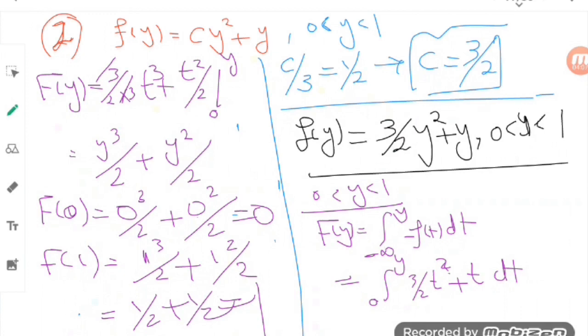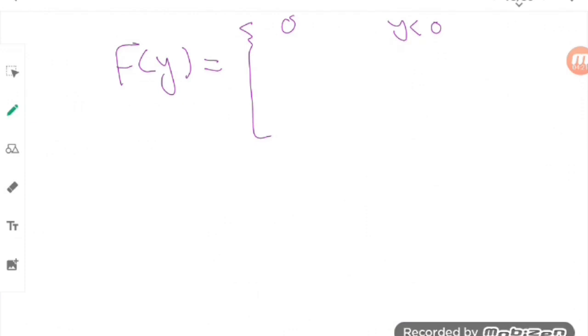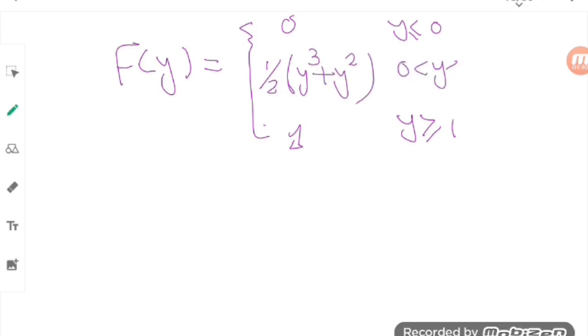We still need to write the cumulative distribution function in its final form, and it's very important to write the form of the cumulative distribution function that starts from 0 when y tends to its lower limit, and equals 1 when y tends to its upper limit, and it takes a value of half times y to the power 3 plus y to the power 2 when y takes the value between those two limits.